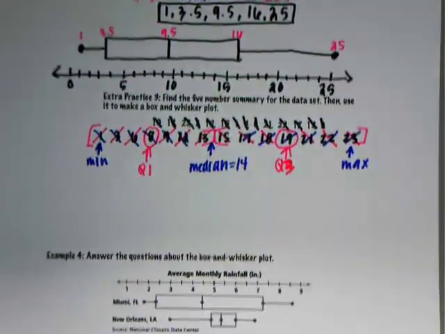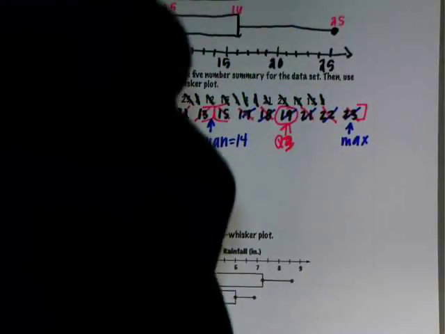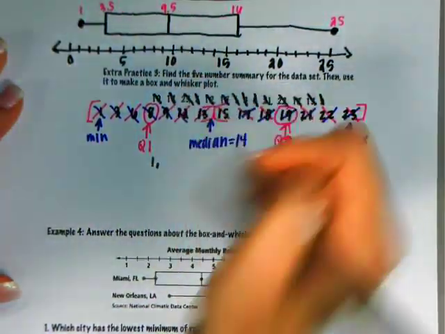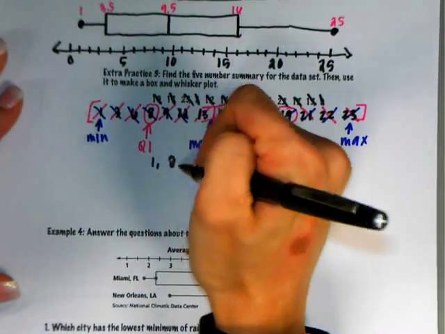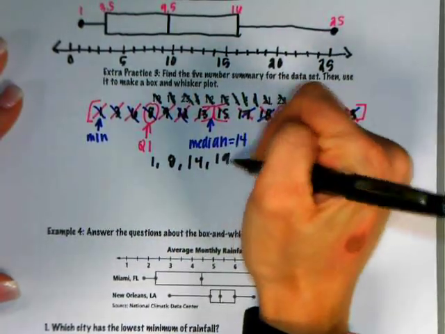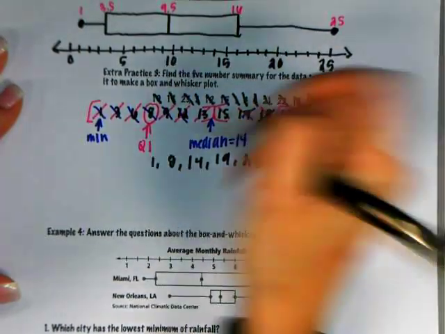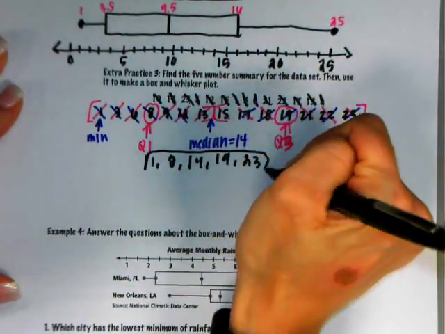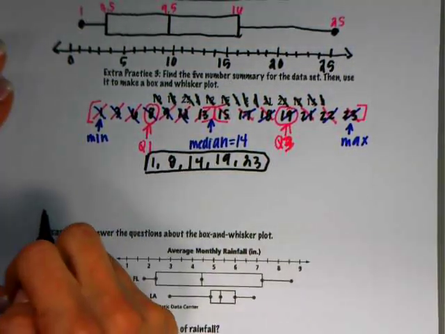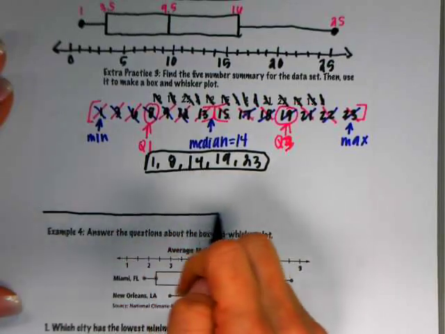Okay. So your 5-number summary should be 1, 8, 14, 19, 23. Good there? Yeah? Okay. And I would honestly just do the same number line.